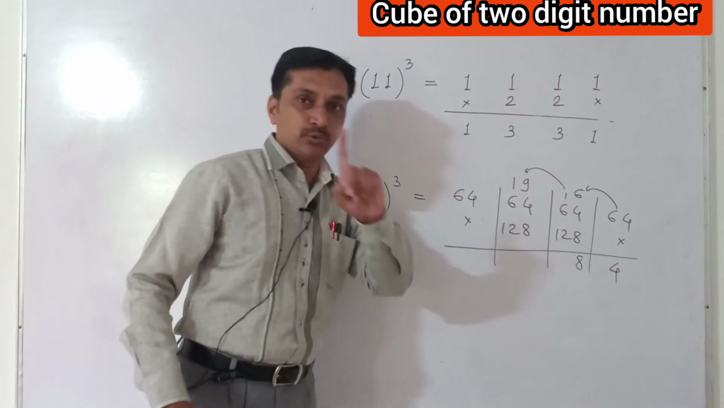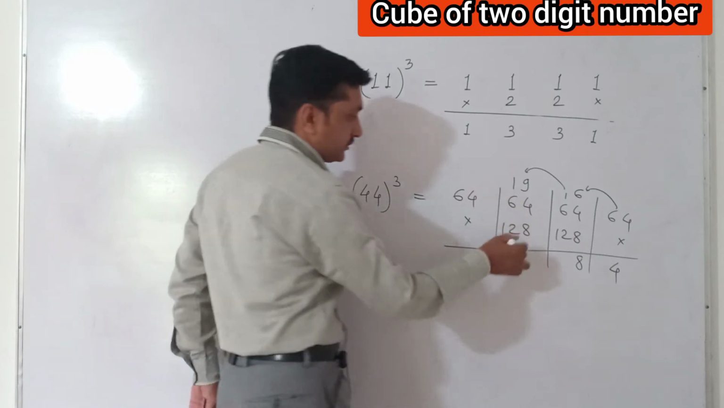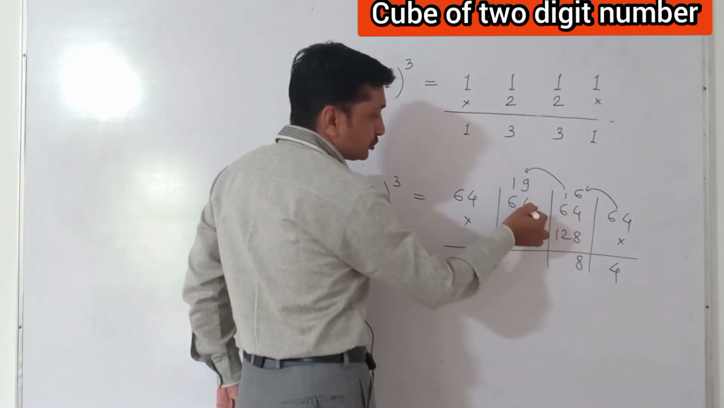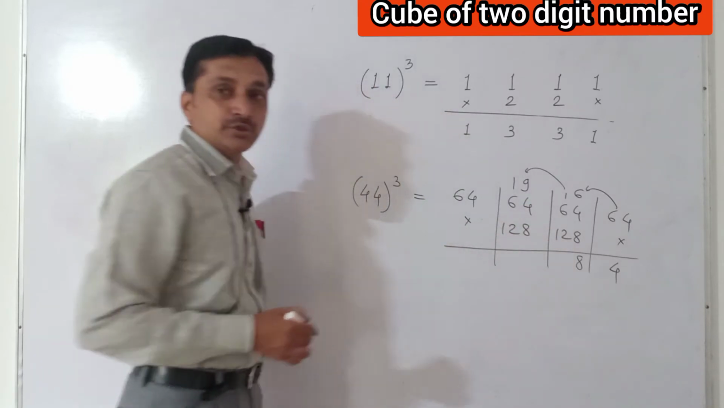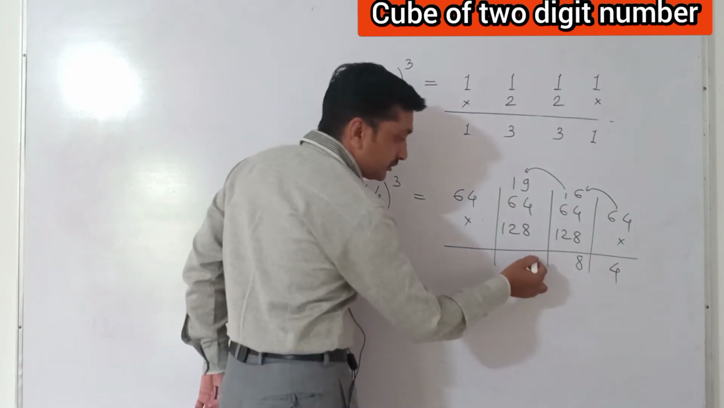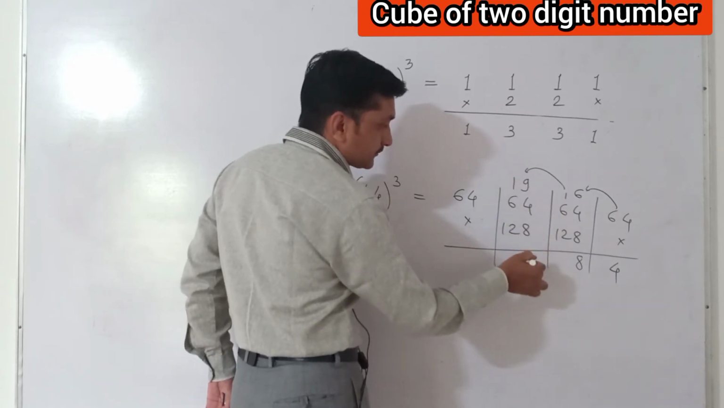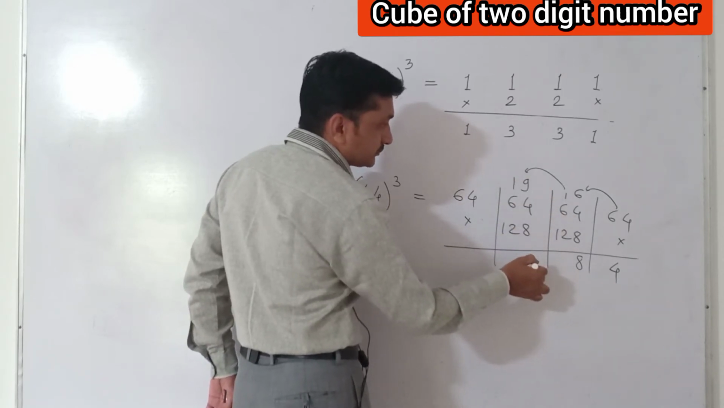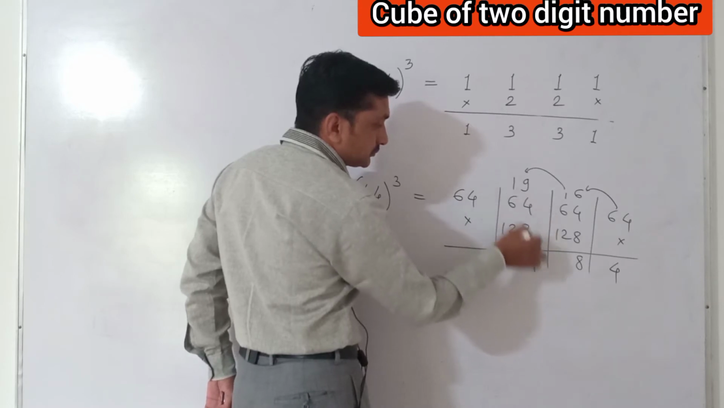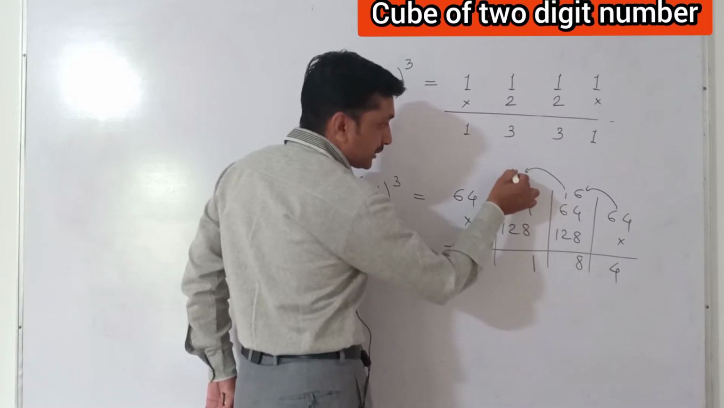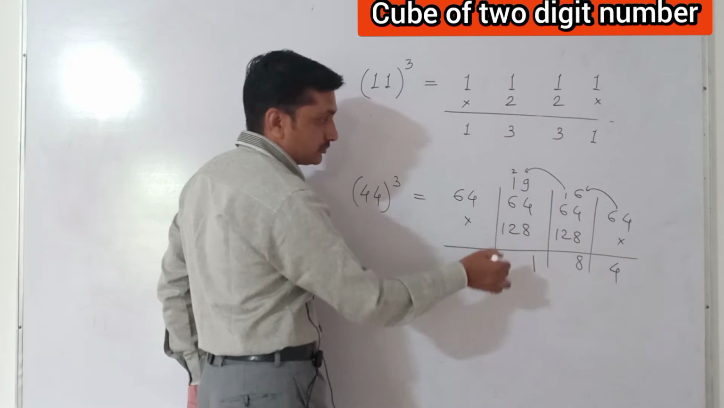Addition of this here, 19. Don't write it down, take only one digit. Addition again: 9 plus 4, 13, 13 plus 8, 21. From 21 take only 1. Okay, here 21. Now 2 carries over in this addition.